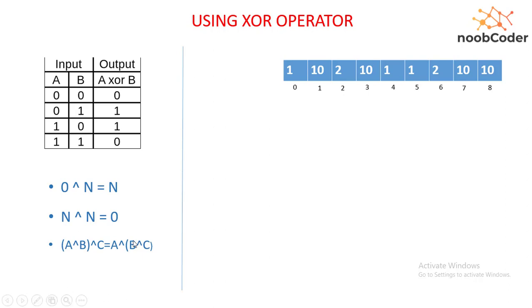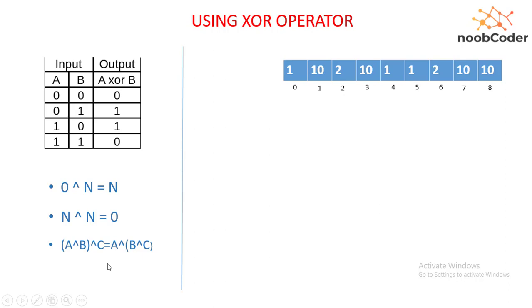Now there are some other properties of the XOR operator that we have to keep in our mind. First is that if we do XOR of any number with 0, the answer will be that number itself. Second property, if we do XOR of a number with itself, the answer will be 0. And third property is that the XOR operator is associative in nature.